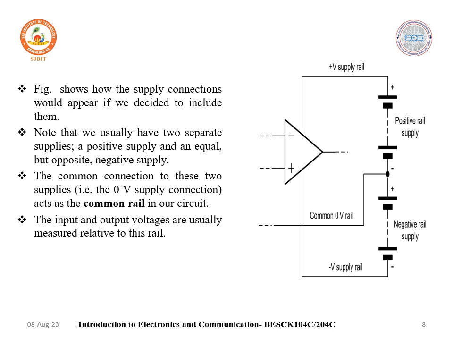Consider this, the internal structure of this operational amplifier. It shows how the supply connections would appear if we decided to indicate them. Note that we usually have two separate supplies, a positive supply and an equal but opposite negative supply. The common connection to these two supplies is 0 volts. That 0 volt supply connection acts as a common rail in our circuit. The input and output voltages are usually measured relative to this rail, the common voltage, which you can call 0 voltage.